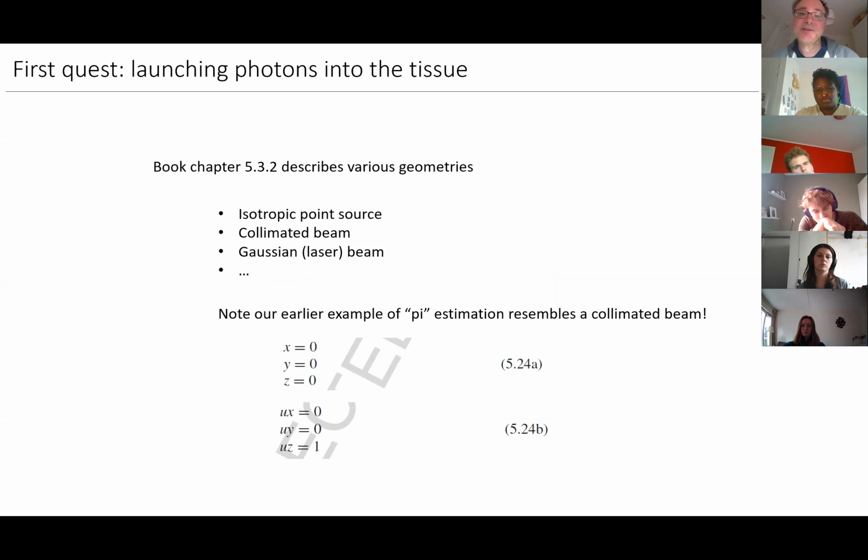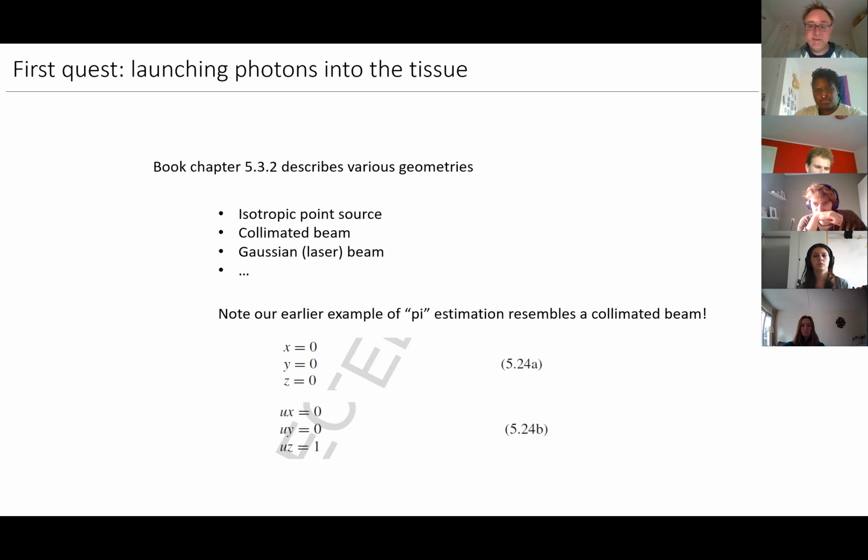It describes various geometries, for example, for launching a photon. That can be, let's say, an isotropic point source inside the medium, so you define a location that just emits photons isotropically in all kinds of directions. It could also be a very narrow beam that is incident on the tissue, so then all photons would, for example, start along the z-axis. But you can also make it more realistic.